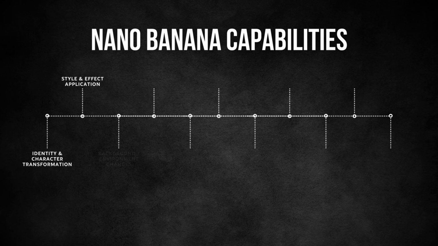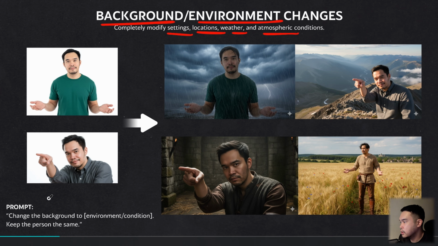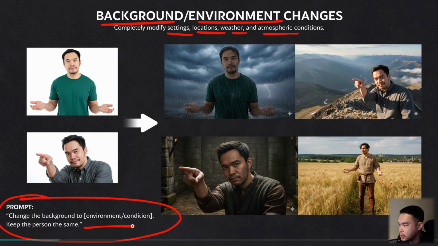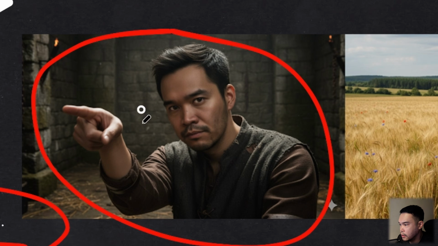applications, starting with background or environment control. So Nano Banana also has the capability to change the background or environment of the image. So this allows you to completely modify settings, locations, weather, atmospheric conditions, and so on. So you can simply say change the background to environment/condition and keep the person the same. And you can even say keep the lighting the same or use natural lighting fit for a cave. And this is what it gave me.